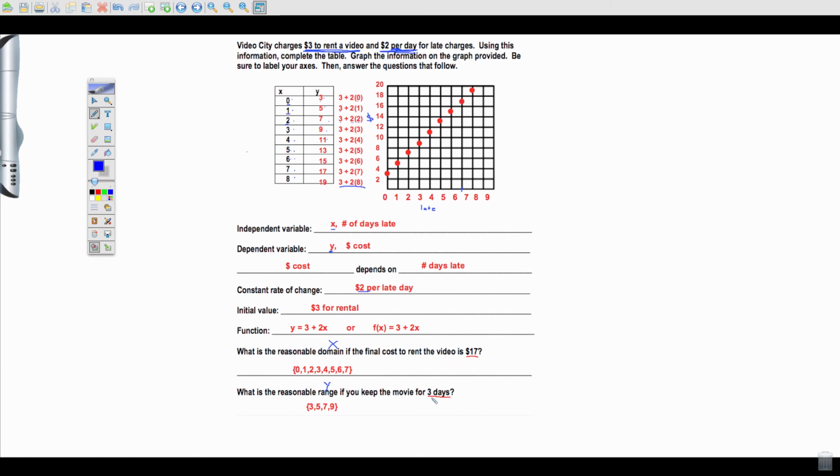Your range is your y values. Okay, it says what's a reasonable range if you keep the movie for 3 days. Okay, so remember, these are my days late. I'm going to go out here. Okay, there's 0, 1, 2, 3 days late. Go up. There's the point. The y value of that point is between 8 and 10, so that's 9. You can also see it from your table over here. 3 days late, 9. So my range, my y values, is going to be 9, 7, 5, and 3.